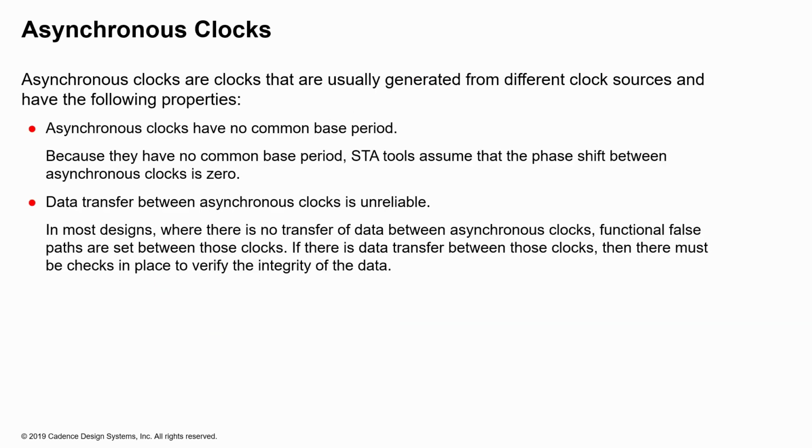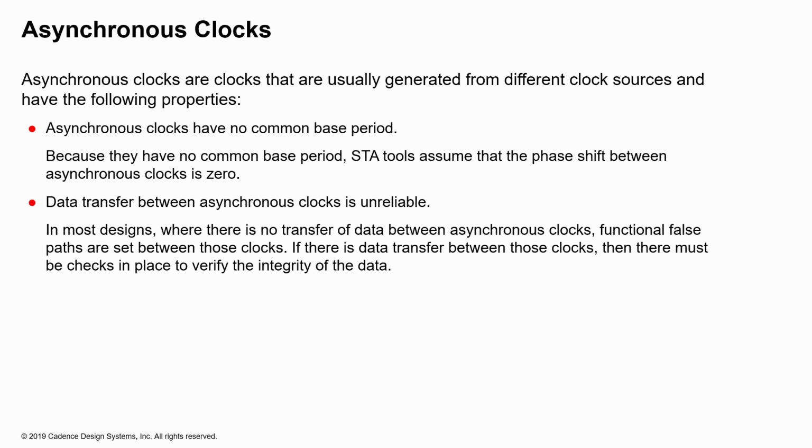When you have multiple clocks in a design, you can actually verify any transfer of data between these two particular clock domains easily when those clocks are synchronous. But when they are asynchronous, by asynchronous we mean the clocks are actually generated from different clock sources, and therefore there is no common base period, or there is no common LCM. And because there is no common base period, the tools assume that the phase shift between the asynchronous clocks is 0, and also any data transfer that happened between asynchronous clocks is unreliable.